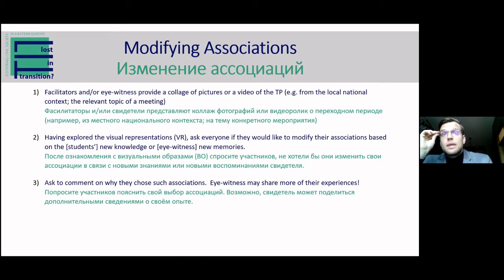A witness may share more of their experiences regarding the phenomenon that you chose to talk about. It might be as broad as the transition period, or much more specific. It can be even one day, or a phenomenon that lasted a few years, not necessarily the whole transition period, which we know more or less when it started, but no one knows when it ended because it might still continue, right?